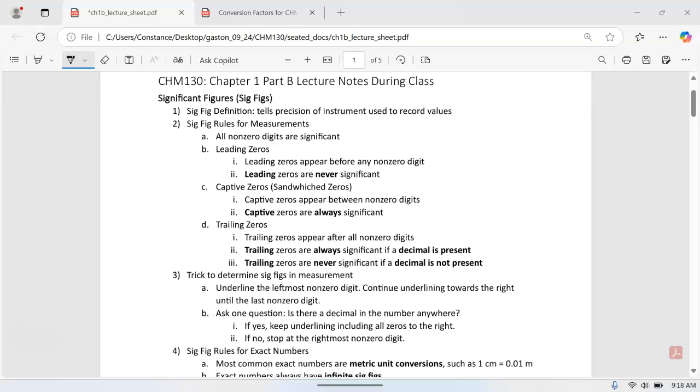And the ones that can go either way are our trailing zeros. The trailing zeros are the ones that appear after your last non-zero digit, or your farthest non-zero digit to the right. If there is a decimal present anywhere in your number, then those trailing zeros are always going to be significant. If there is not a decimal present anywhere in the number, then those zeros are never significant for the purposes of this class.